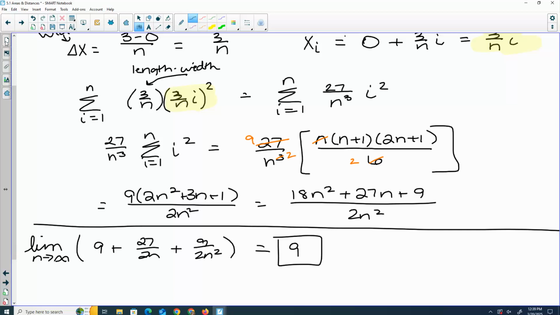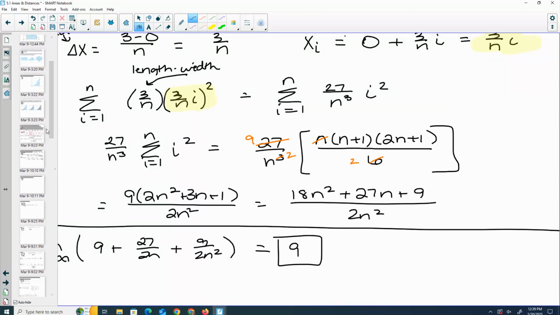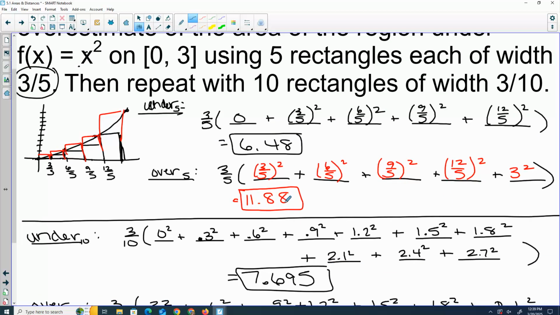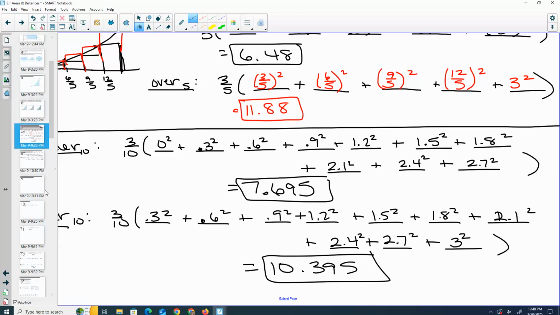Look back at where we started. When we did 5 rectangles, we said the area was between 6.48 and 11.88. When we did 10 rectangles, we said it was between 7.695 and 10.395. 9 fits those requirements. Why would you do the limit as n goes to infinity? If you want the exact area, you have an infinite number of rectangles, because the more rectangles you have, the more exact your answer is. So the true answer is for an infinite number.